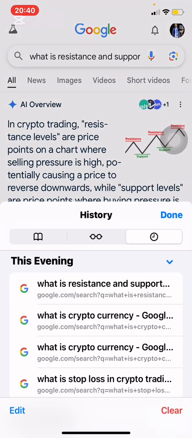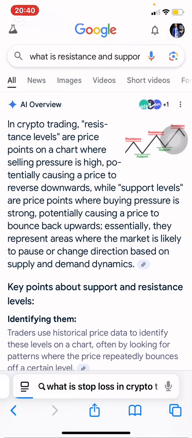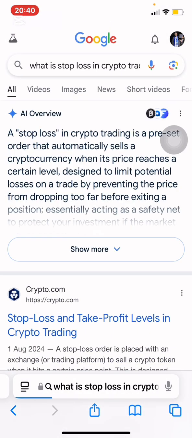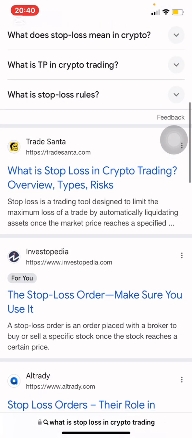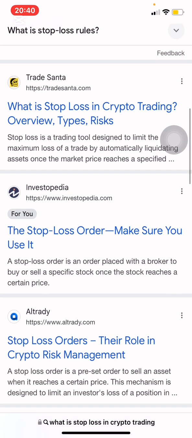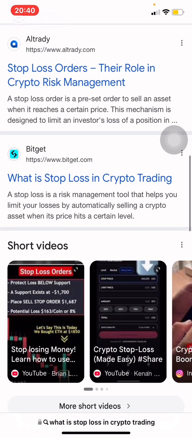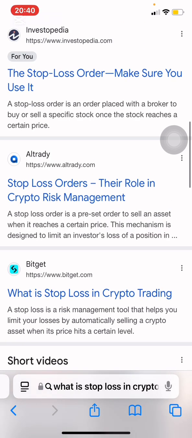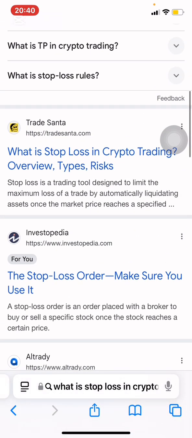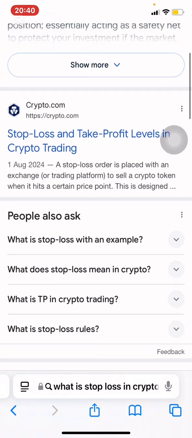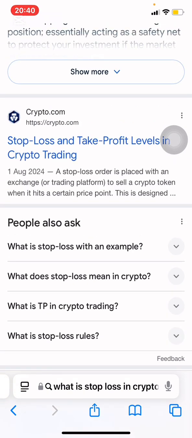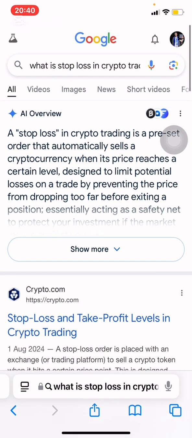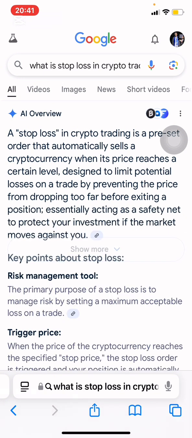So we want to understand what is a stop loss. A stop loss is usually used by people who are doing what we call futures trading, the speculation of market prices, whether they will appreciate or depreciate in value. That is what we call a stop loss. So I want to look for the best definition of a stop loss so that we understand this very well. So they're telling us that a stop loss in crypto trading is a preset order that automatically sells a cryptocurrency when its price reaches a certain level.